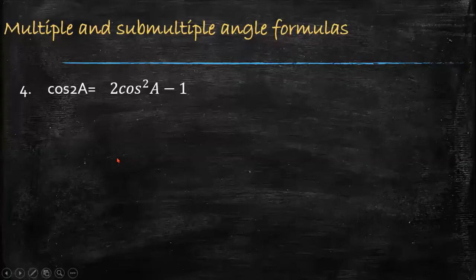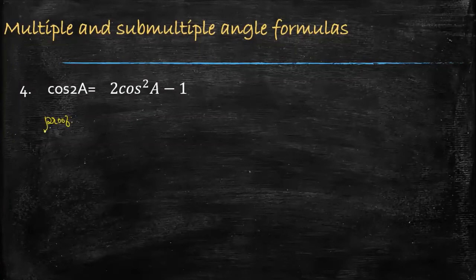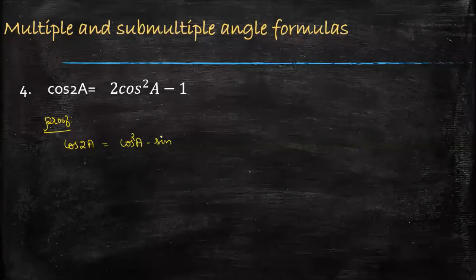The next formula we are going to prove is this: cos 2A is equal to 2 cos square A minus 1. This is the third formula which we are proving for cos 2A. So let us prove. Just as we did for the previous one, how do we prove the third formula? Using the first formula. Cos 2A is cos square A minus sin square A. This is the first formula which we proved. Using the same formula, let me prove this also.